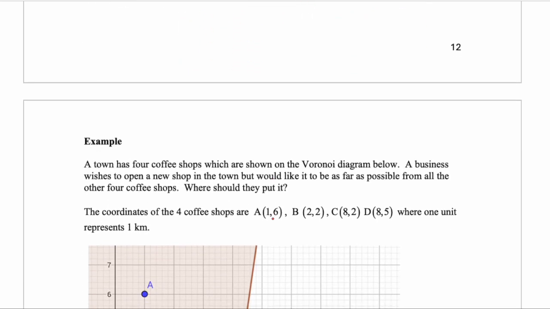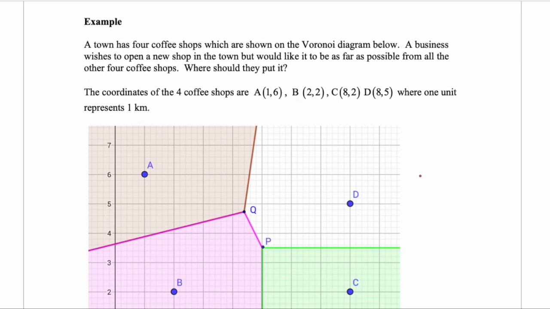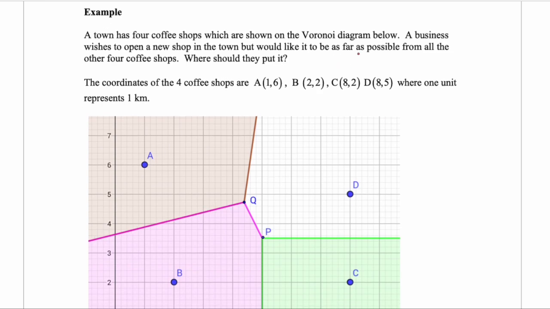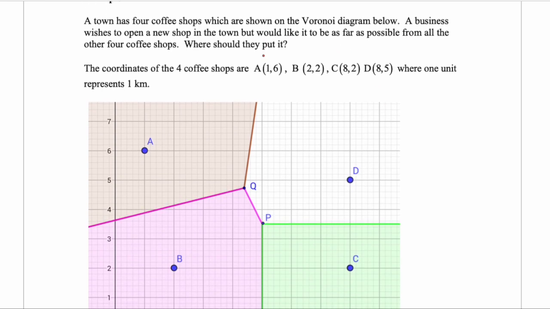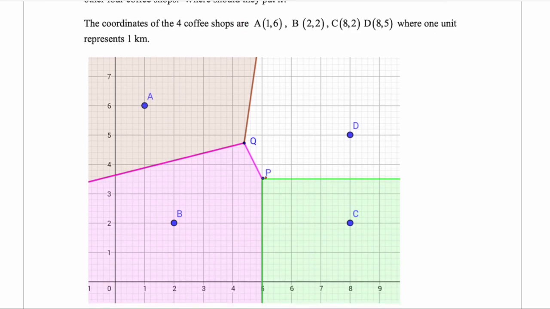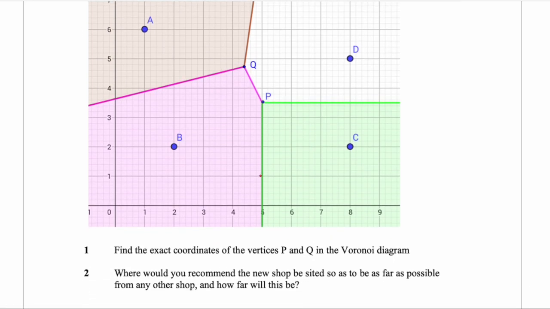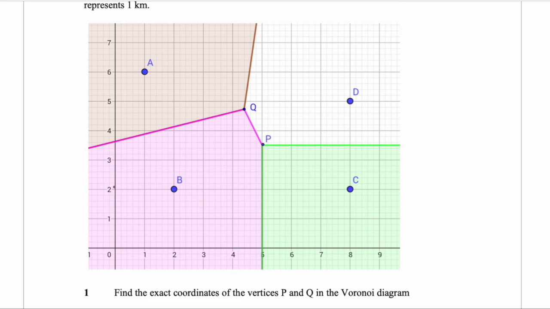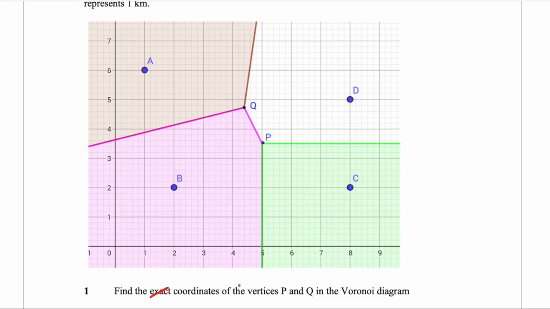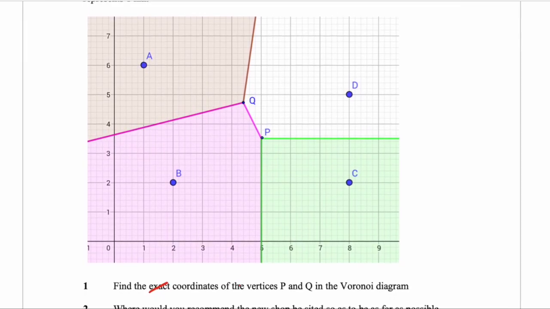A town has 4 coffee shops, which are shown on the Voronoi diagram. A business wishes to open a new shop in town, but would like to be as far away as possible from the existing shops. Where should they put it? Here we have a 4-site Voronoi diagram, and we can put it at P or at Q. We need to find the coordinates of points P and Q on the Voronoi diagram.